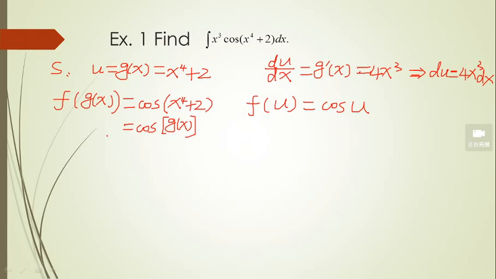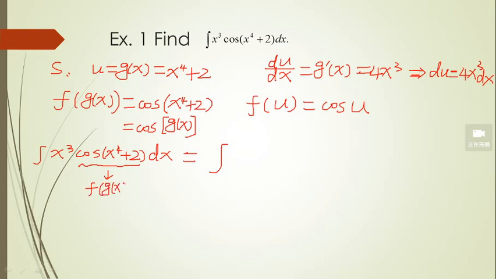Now let's check it. So here we have the integral of x cubed cosine of x to the 4 plus 2 dx. Now I'm going to rewrite here. This is the term f(g(x)). This is the term f(g(x)).